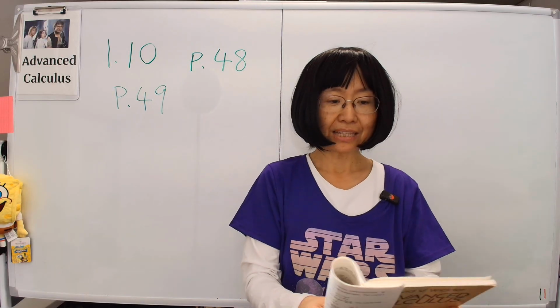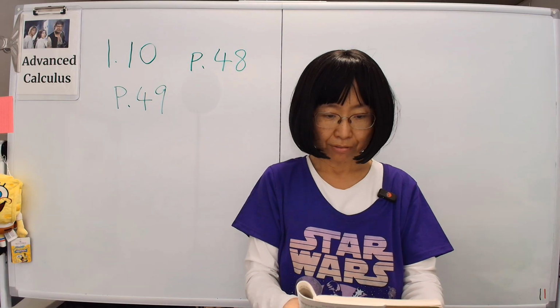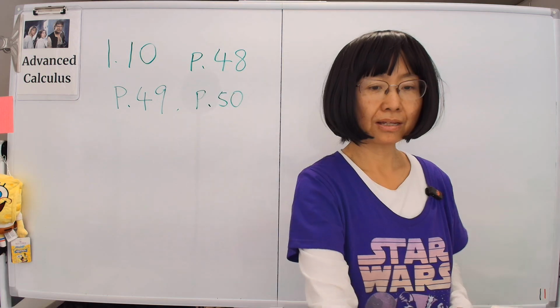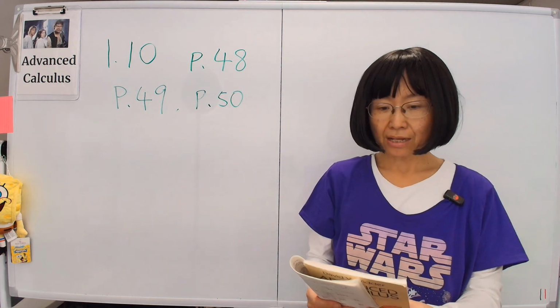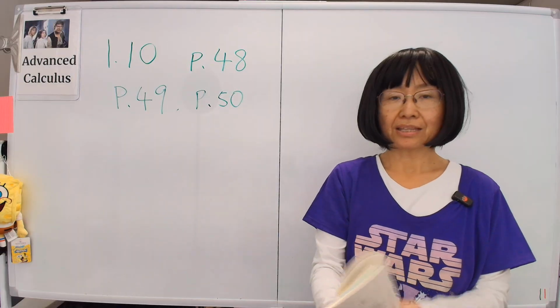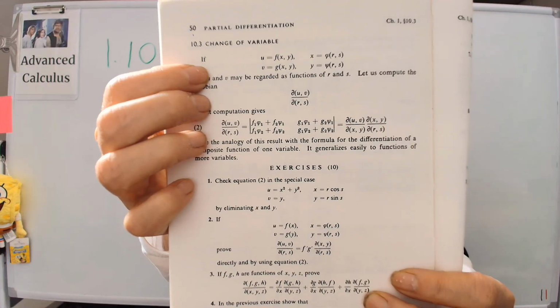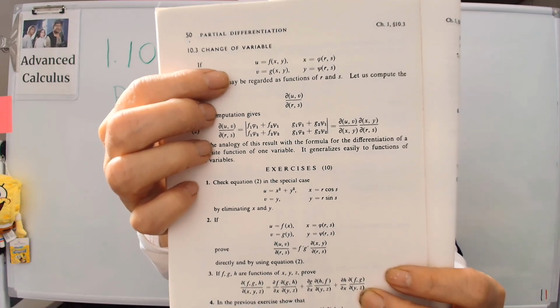So with that, let's move on to the next page, which is page 50. We have a change of variable situation. That is, u is a function of x and y, right? u is f of x and y, and so is v, g of x and y.